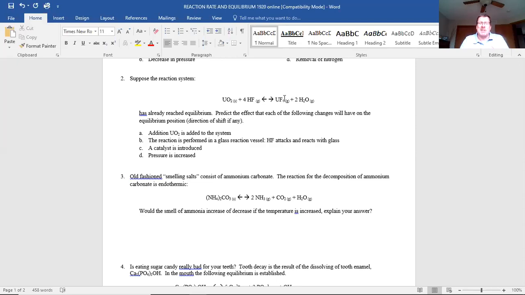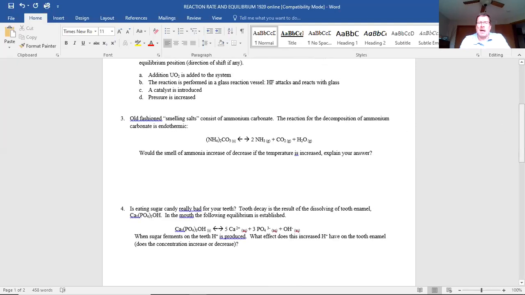And then D, pressure is increased. If pressure goes up, volume goes down. If volume goes down, you're on the side with the least moles of gas. This side has 4 plus 1 is 5 moles of gas, and this side only has 1, 2, 3 moles of gas. So it's going to shift right. So for 2, A was right, B was left, C was no reaction, and D was to the right.